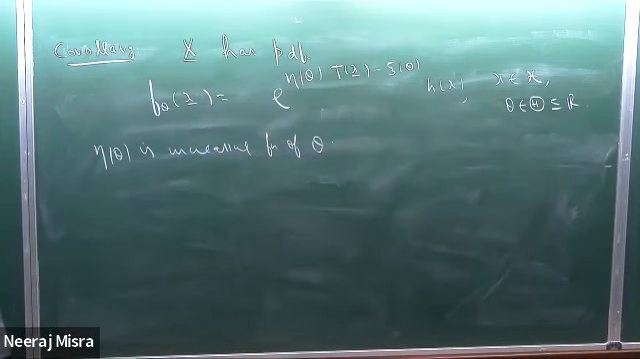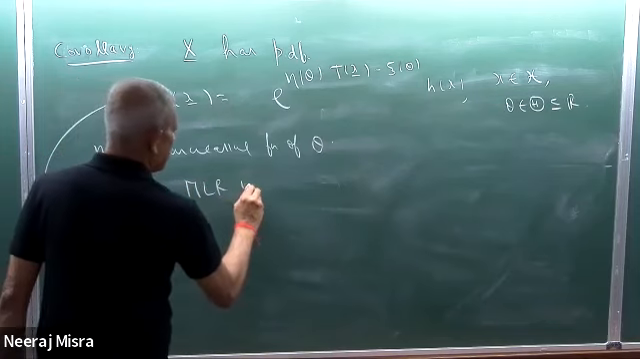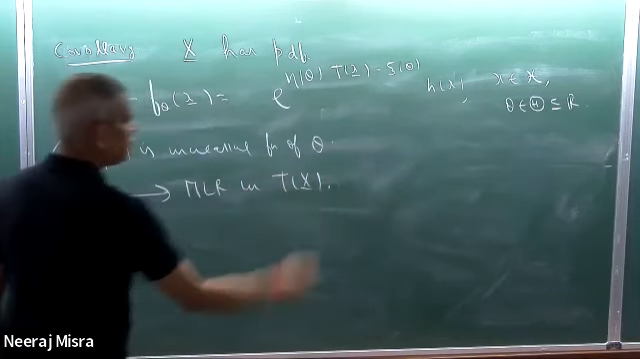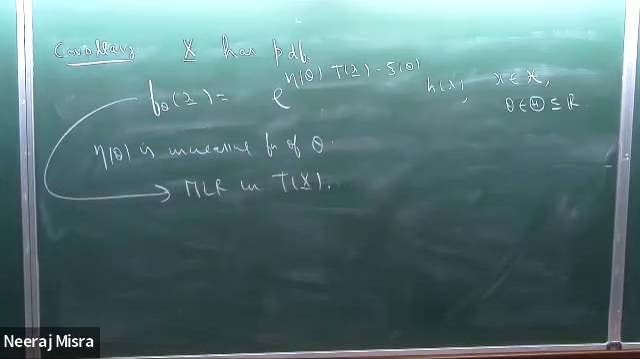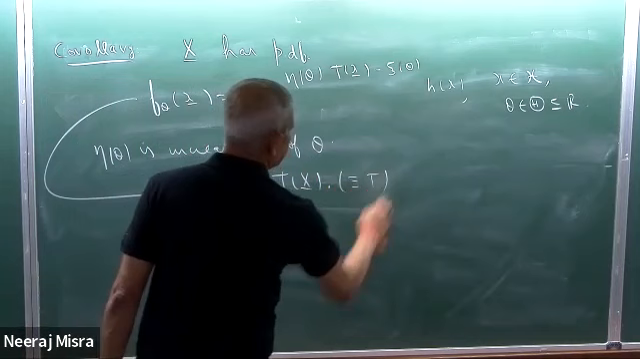Now we have seen that if it is an increasing function of theta, then f theta x has MLR in T x, because you can look at f theta 2 x upon f theta 1 x. That would be e to power eta theta 2 minus eta theta 1 into T x. And since eta is increasing, eta theta 2 minus eta theta 1 will be positive, so it will be increasing in T. So this we have already seen. This has MLR in T x, let me call this just T.